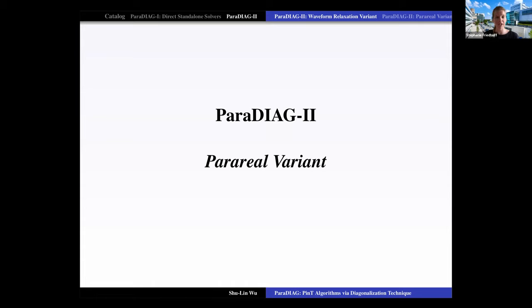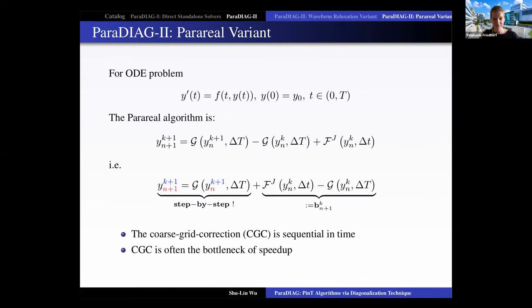So I'd like to introduce the Parareal variant. It is very simple, very easy to understand. You see, this is a parareal. The main point is how to parallelize the coarse-grid correction, because this part is sequential in time and is often the bottleneck of the speedup.